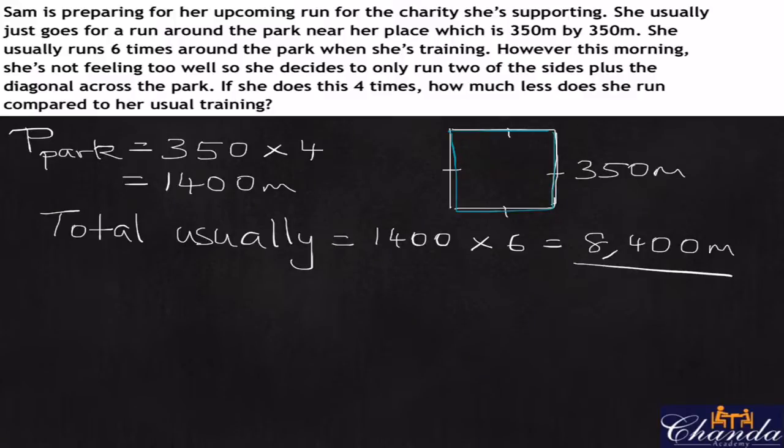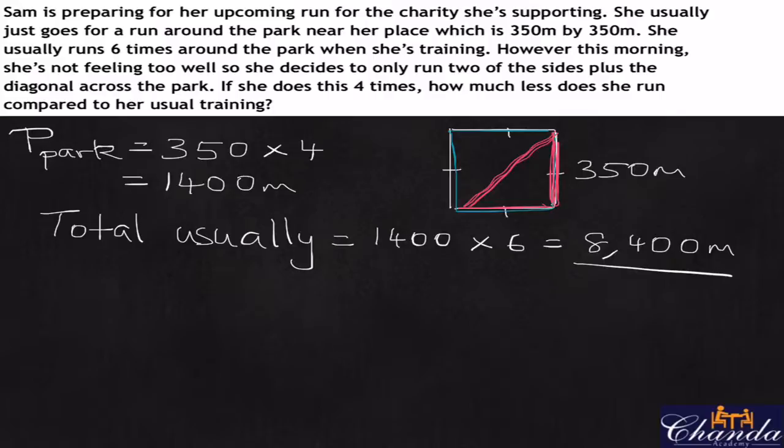However, what she's done today is that she's not feeling too well. So she only runs two of the sides. So I'm going to use a different color again. So she runs, let's say, this side and this side. And then she runs the diagonal. So she runs that diagonal bit there. So she's basically running that triangle, and she does that 4 times.